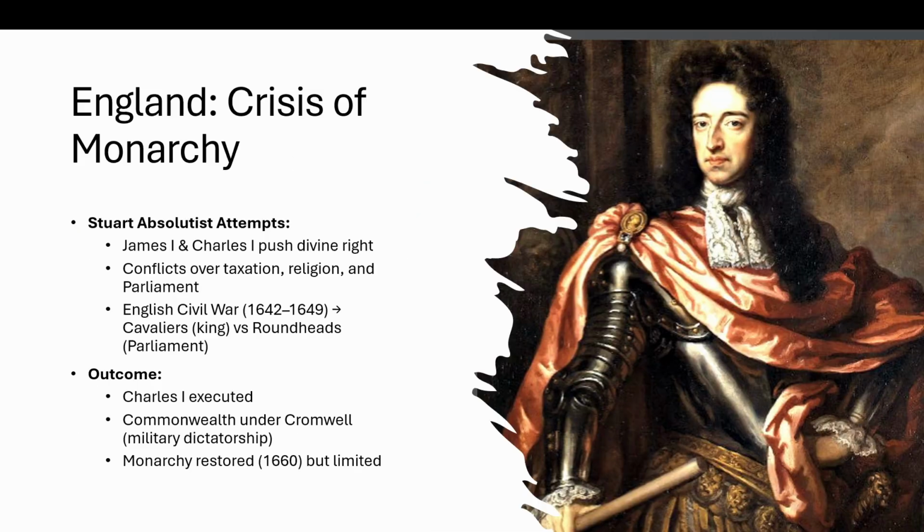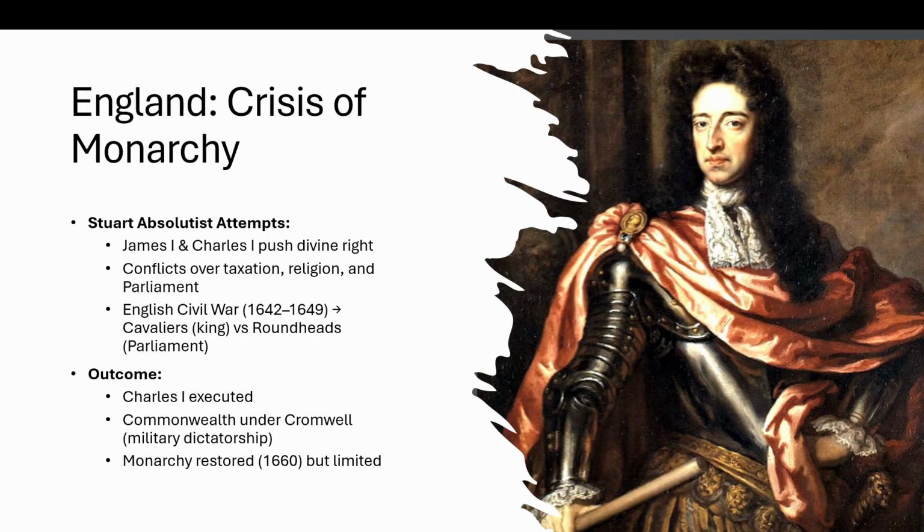And also, we've got England, which has a bit of a crisis with their monarchy. So in England, the House Stuart has maintained the monarchy. James I and Charles I attempt to establish absolute rule, claiming a divine right. So the Parliament resists, leading to conflicts over religion, taxation, and political authority.